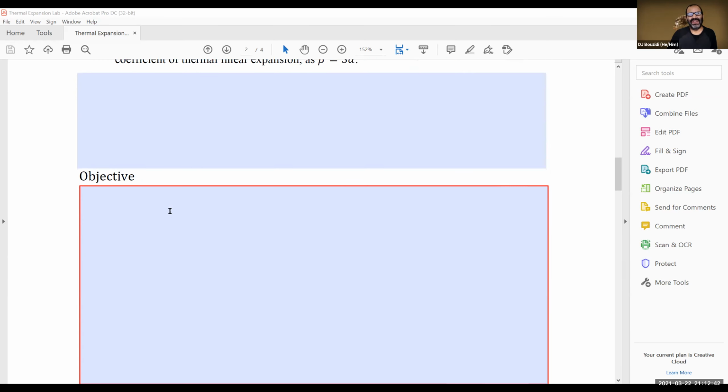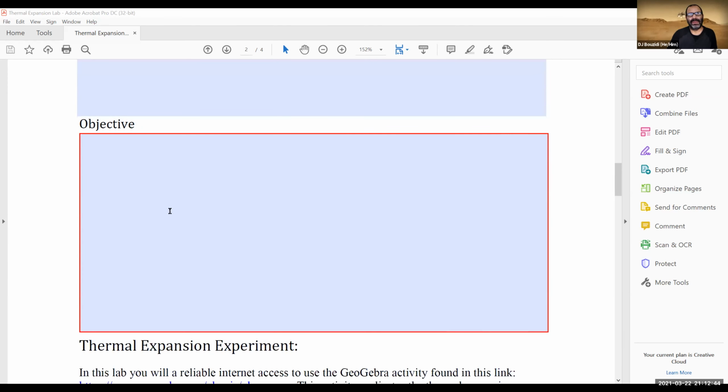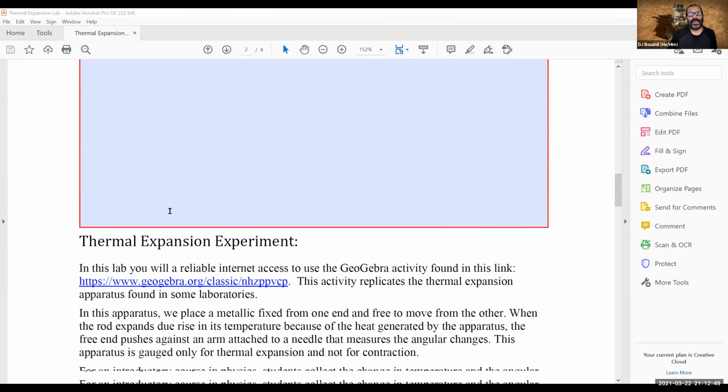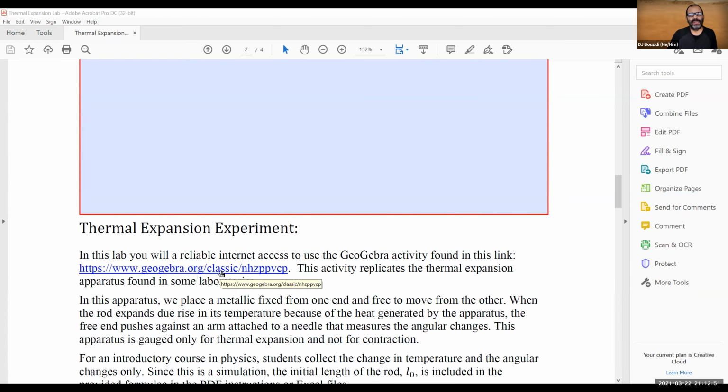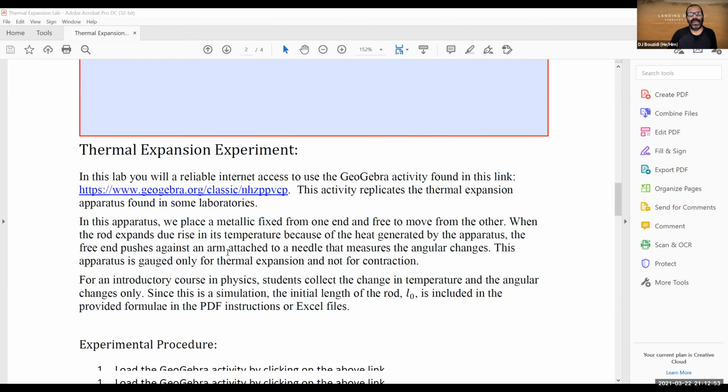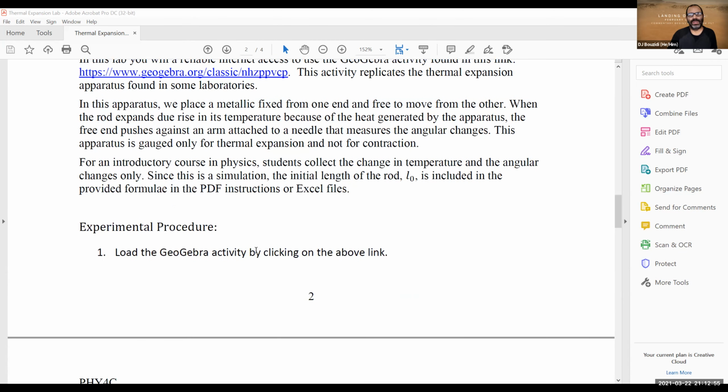You can leave the objective toward the end. You're going to come back to it if you want to. Okay. Basically, let's pull the activity up on GeoGebra. And basically what it's saying is load the GeoGebra activity by clicking on the link above.